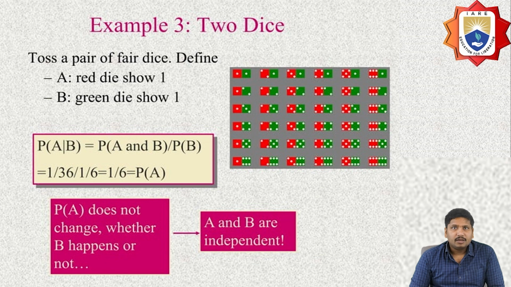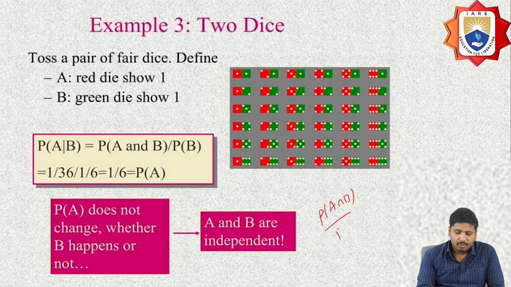Tossing a pair of dice, we write the probability of getting a red die showing 1 and the probability of getting a green die showing 1. If I toss a pair of dice, the probability of A given B is written as probability of A intersection B divided by probability of B. What is the probability of A intersection B? 1 by 36 divided by 1 by 6. That should be the probability.